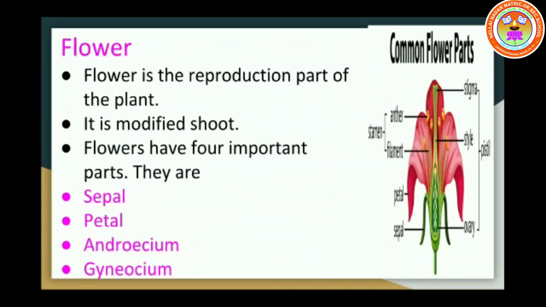Flower. Flower is the reproductive part of the plant. It is a modified shoot. Flowers have four important parts. They are sepal, petal, Androecium, Gynoecium.